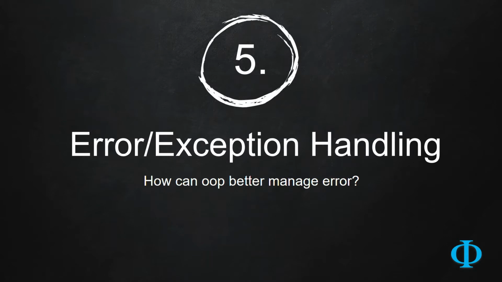In this video, we are going to learn about error and exception handling in object-oriented programming. We are not going into the details of error or exception handling. You will learn the details in a language-specific course, but here I will give you a broad overview of what happens when an error or exception occurs in an object-oriented program.